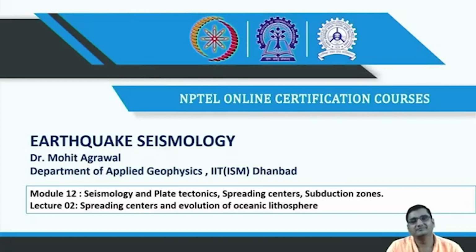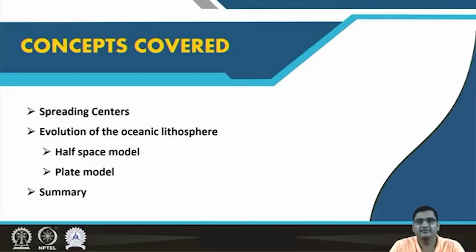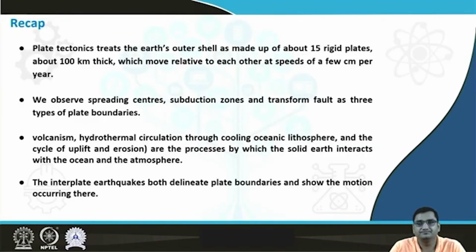Hello everyone, welcome to lecture 2 of module 12. In lecture 2, we are going to cover topics such as the spreading centers and the evolution of the oceanic lithosphere, in which we are going to discuss two models of the evolution of the oceanic lithosphere, that is the half space model and the plate model, and then we will have the summary of today's lecture.